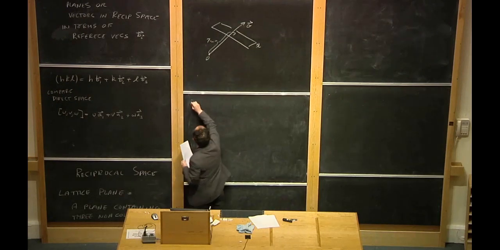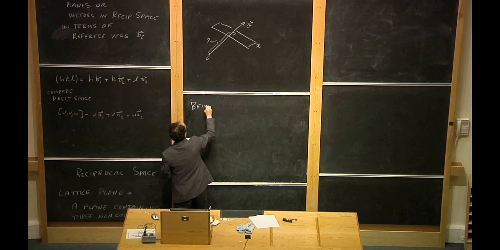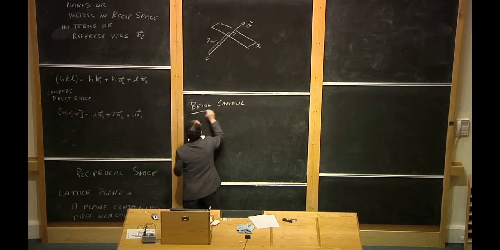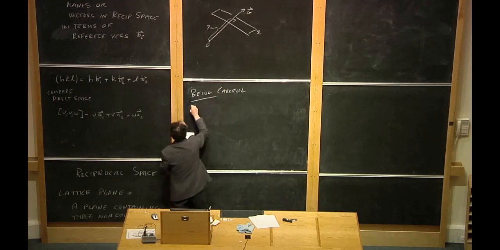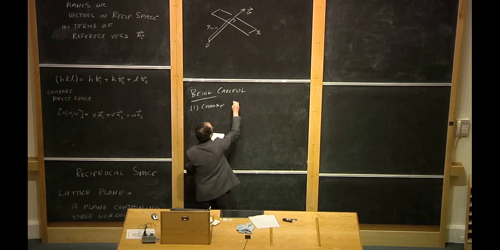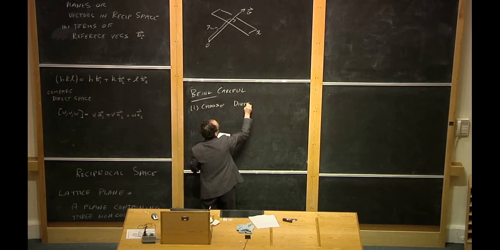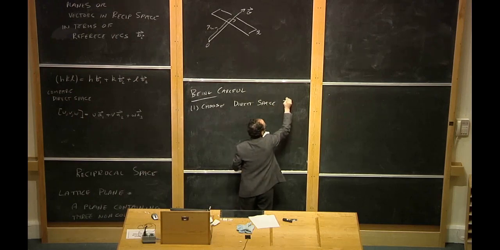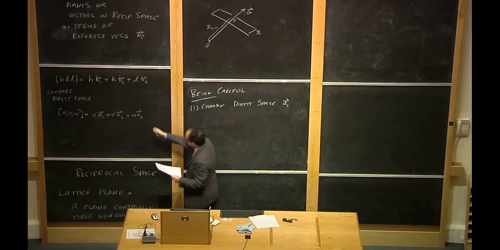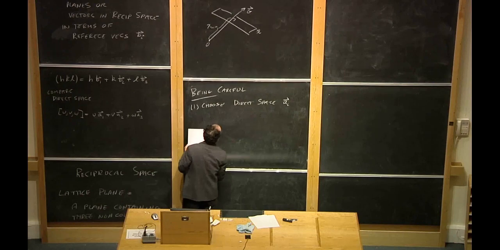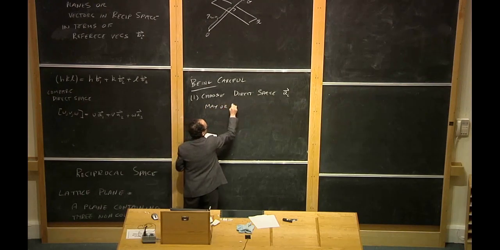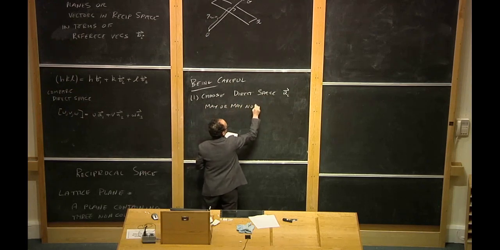So let's be careful here, being careful about our definitions. The rules kind of go like this. First, choose direct space vectors a_i. That's going to be these things, which may or may not be PLVs.